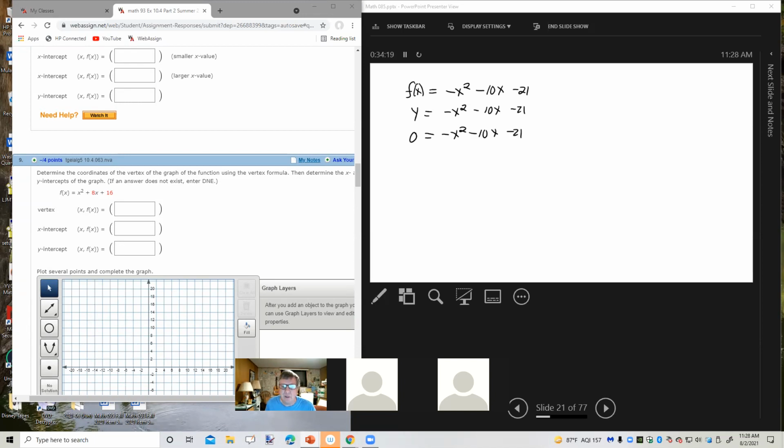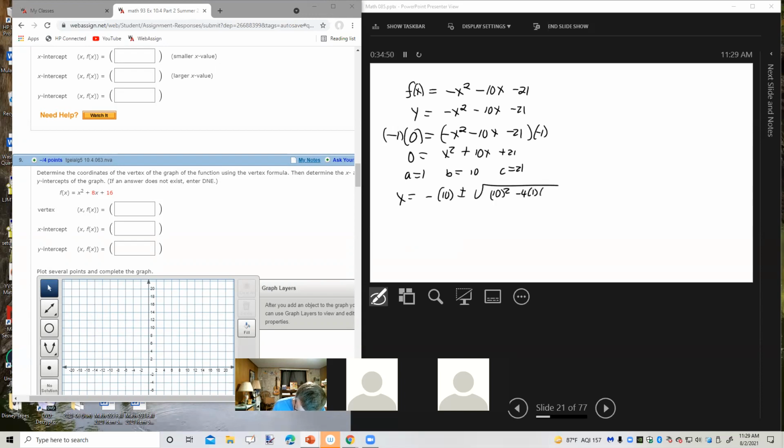Okay. Oh, I could get rid of that negative leading coefficient, couldn't I? By multiplying both sides by negative 1. So now 0 equals x squared plus 10x plus 21, doesn't it? We okay with that? So now a is 1, b is 10, c is 21, x equals negative b plus or minus the square root of b squared minus 4ac all over 2a. Let's see here.